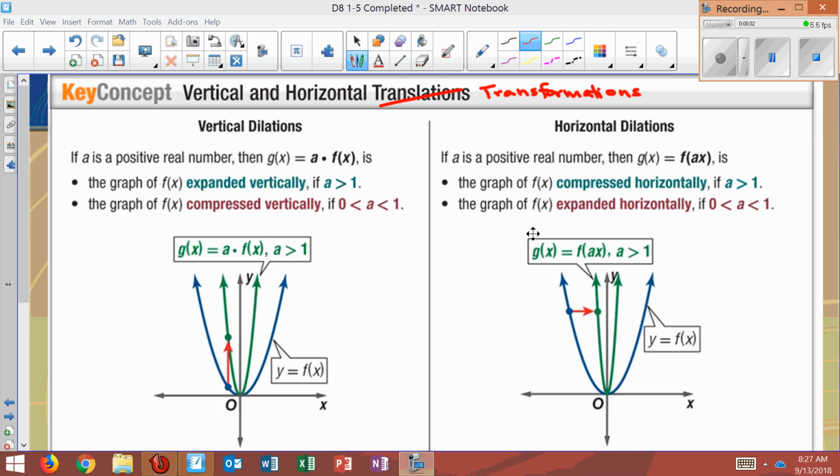Example 4, vertical and horizontal. Notice transformations. Translations mean shifts. We're not talking about shifts now. Now we're going to be talking about stretches and shrinks, or expansions and compressions. So this happens when you multiply by a number.